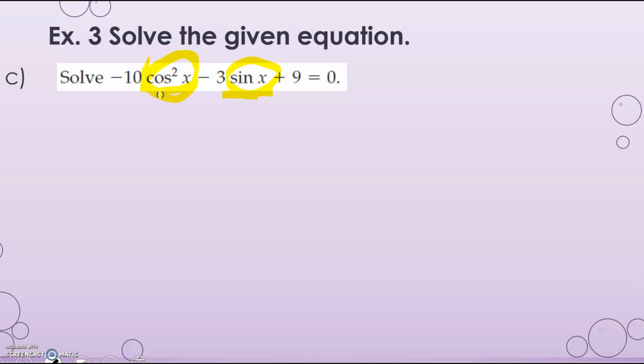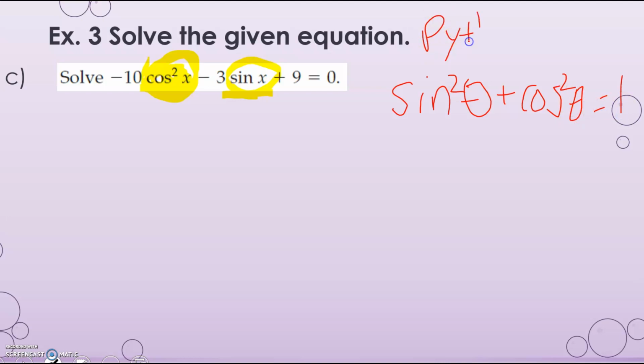But is there anything I can use to take cosine squared of x and somehow swap that to sine of x? I'm hoping you guys are thinking what I'm thinking, which is the Pythagorean identity. Which one am I thinking about? Sine squared theta plus cosine squared theta is equal to 1. Remember, we talked about this. You have to write on the side or communicate your Pythagorean identity when you actually use it. Excuse my handwriting, guys, because I'm using my finger to write.